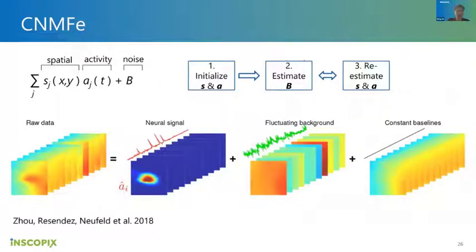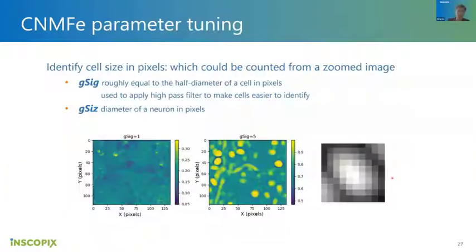And then they have several distinct steps. First, we initialize the spatial and activity footprint. This is called seed initialization. We use this seed to do the noise estimation, and then iterate, going back and forth between noise estimation and cell refining in the spatial and activity map. This is kind of time consuming, but they offer more parameters to tune and make the cell detection much more robust and accurate.